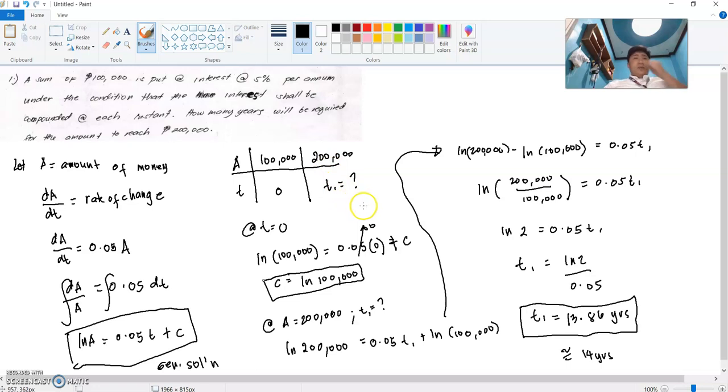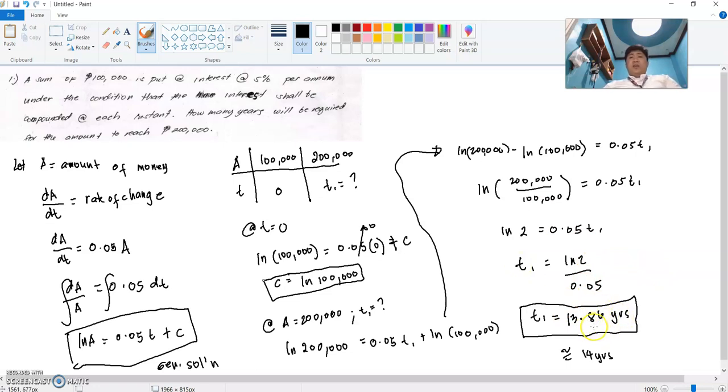It takes that long to reach it because the interest for each next year keeps accumulating on his money. So in order for him to reach 200,000, it needs 13.86 years.